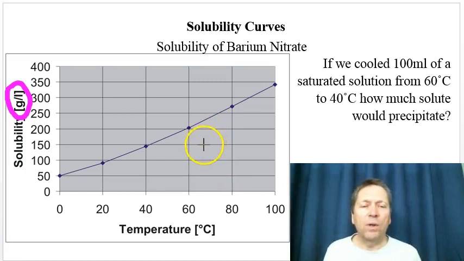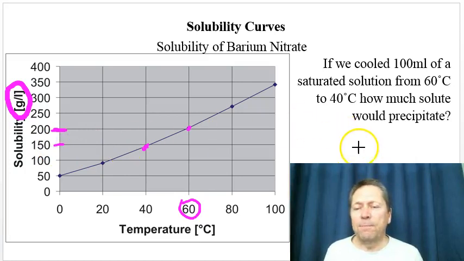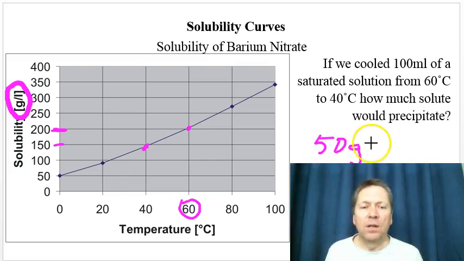Let's try and find out where 60 degrees is. There's 60 degrees. So we go up to and find our saturation point there. And we're going to cool it down to 40 degrees. And the question is, how much of the material is going to come out? Well, at 60 degrees, we've got just this much here, about 200, and at 40 degrees, we've got this much, 150. So the difference between 200 and 150 is 50 grams per litre.